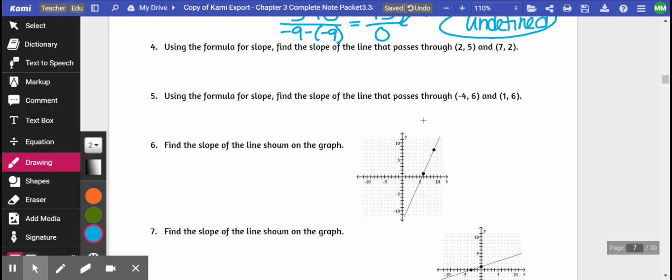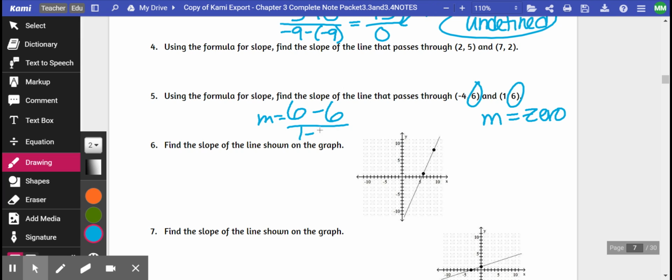And let's also look at number 5. Find the slope of the line that passes through these points. And if you look at your points, you can see that they have the same y values. If they have the same y values, your slope is 0. And we can show that by having 6 minus 6 for the top. For the bottom, it would be 1 minus negative 4. So we would have 0 divided by 5, which is just 0.